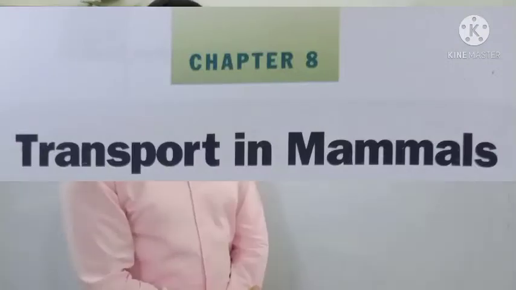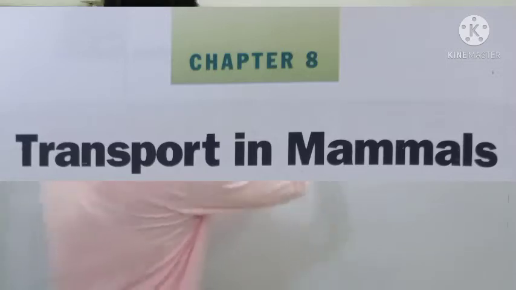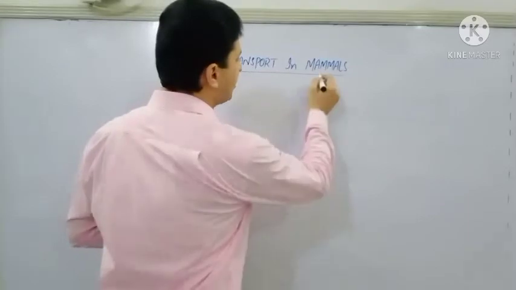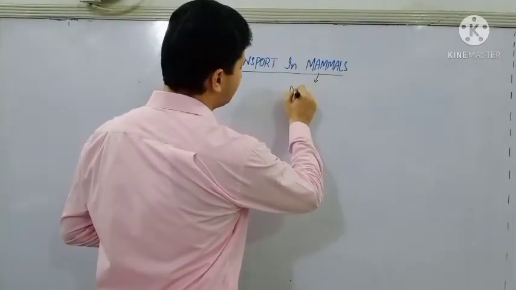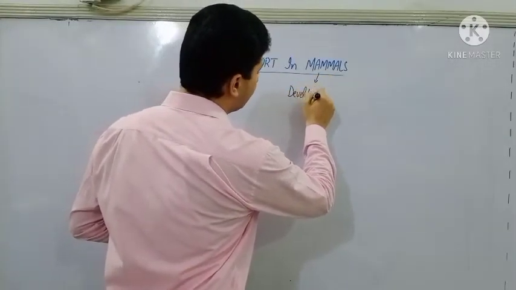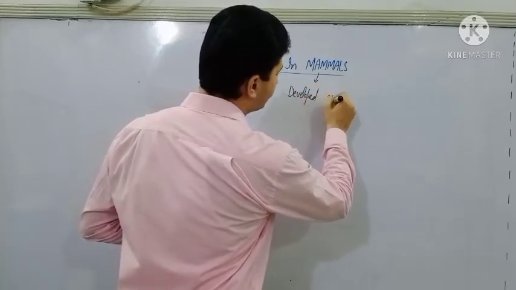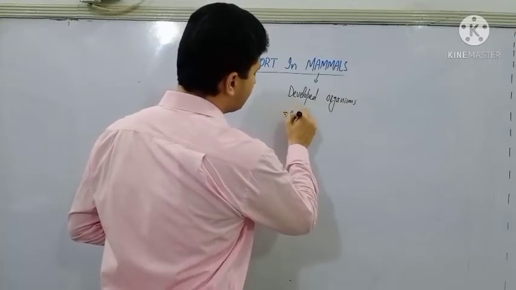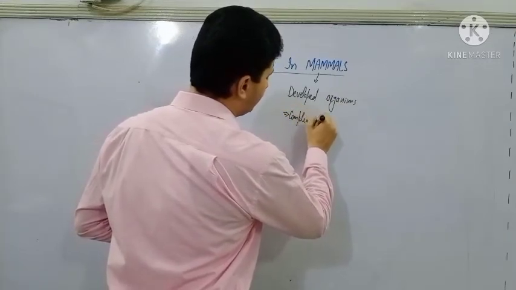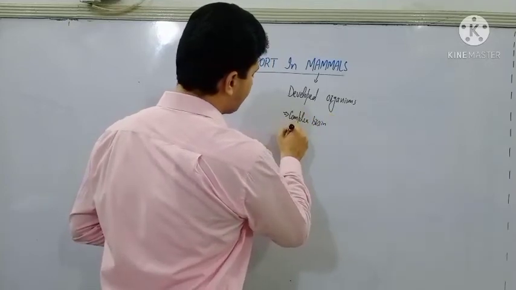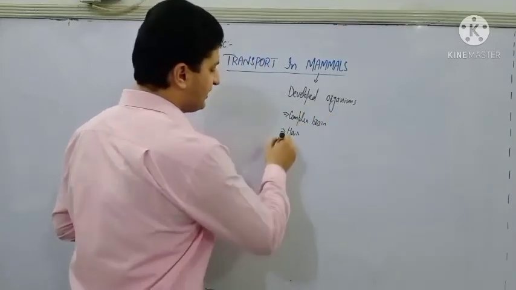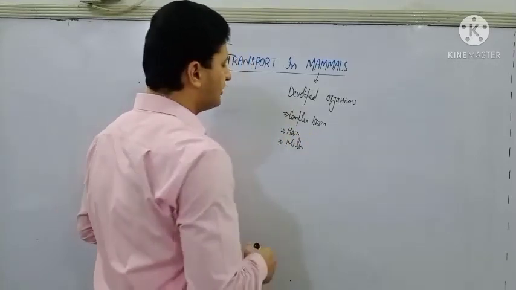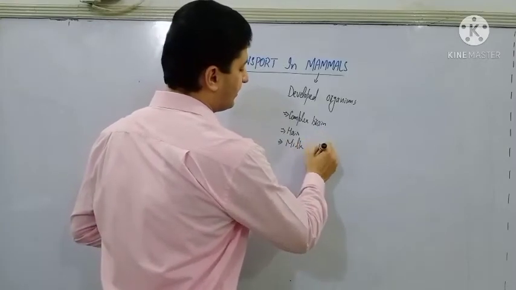Today we are going to start a new chapter, that is transport in mammals. We have already discussed that mammals are developed organisms. Mammals are well-developed organisms having a complex brain. They have hair on the skin and they feed milk to their babies, etc.